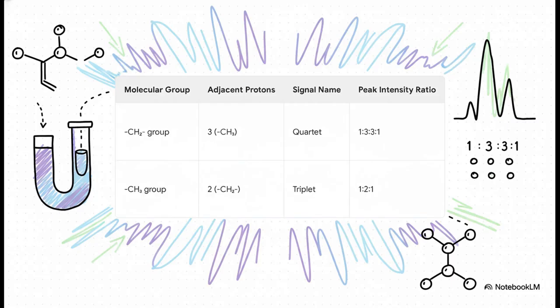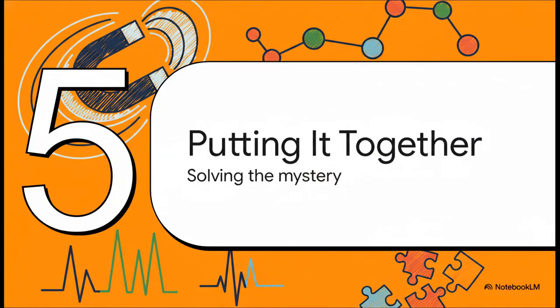And this is where you start to see these really beautiful classic patterns. Take an ethyl group, that's a CH2 stuck to a CH3. It's everywhere in chemistry. The CH2 has 3 neighbors on the CH3, right? So its signal is a 4-peak quartet. And the CH3? It has 2 neighbors on the CH2, so its signal is a triplet. Whenever you see that distinctive quartet-triplet combo, it is a dead giveaway you've got an ethyl group. It's unmistakable.